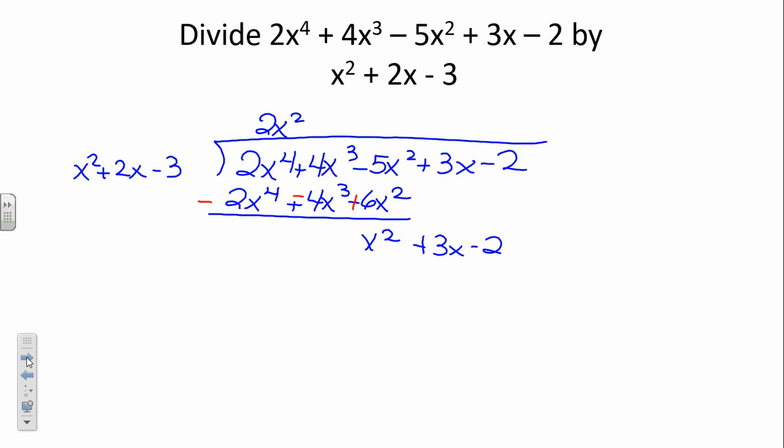Now, what does x squared have to be multiplied by to get x squared? 1. So we're going to put a positive 1 here. Multiply everybody by 1. Then distribute that minus sign to everyone. Not just the first term. 3x squared minus 2x is a negative 2 plus 3. So that's the remainder. And then we write x squared plus 2x minus 3.